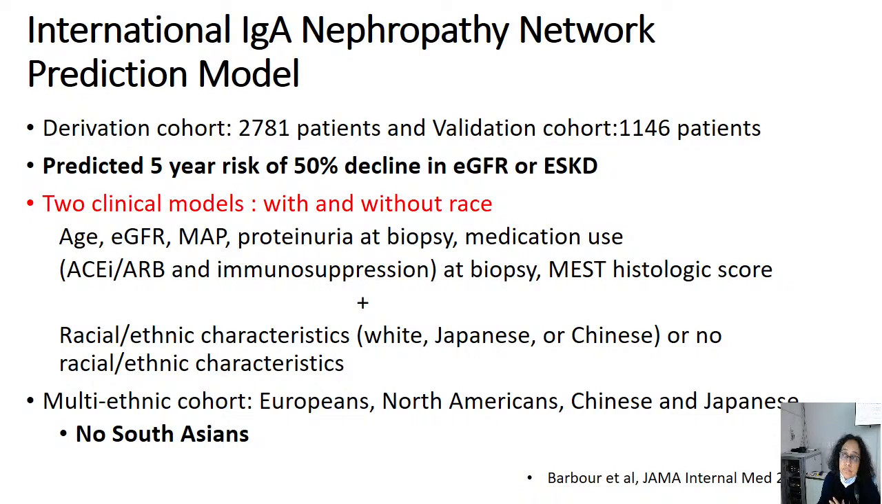One had clinical and histological variables: age, eGFR, the mean arterial pressure, the proteinuria at biopsy, whether the patient had any history of immunosuppression use and RAS blockade before or at the time of biopsy, and the MEST score. The MEST score was only limited to MEST, crescents were not included. And the second model used the same parameters but added race as an additional characteristic, which was white, Japanese, or Chinese, or other, which meant no racial or ethnic characteristics provided.